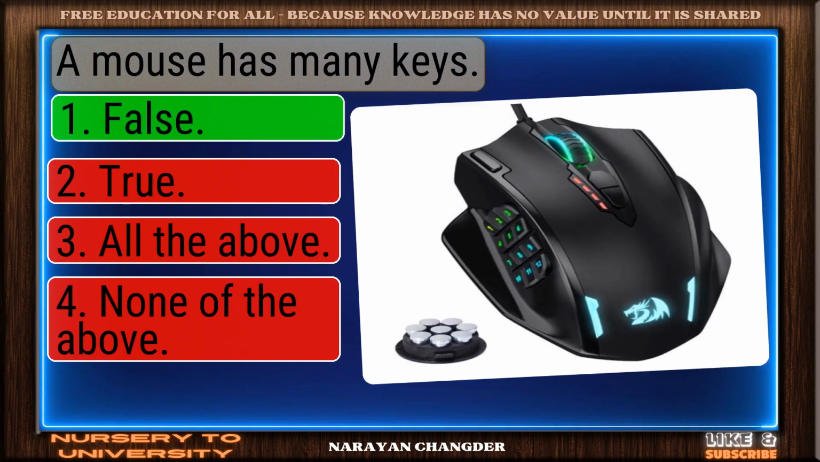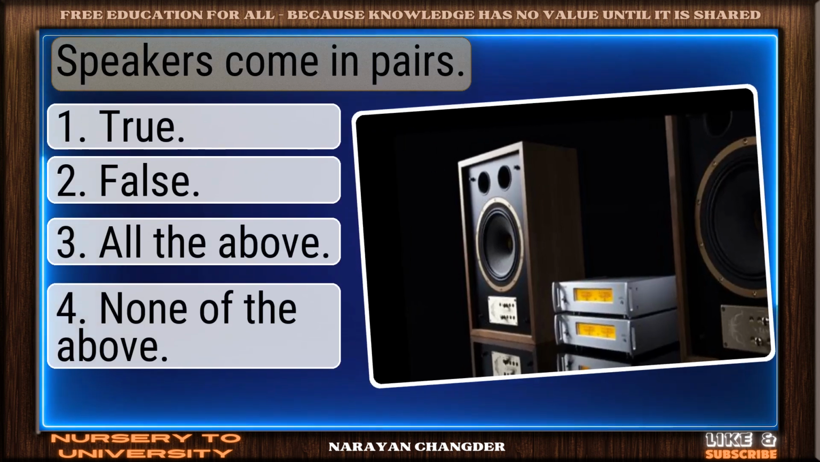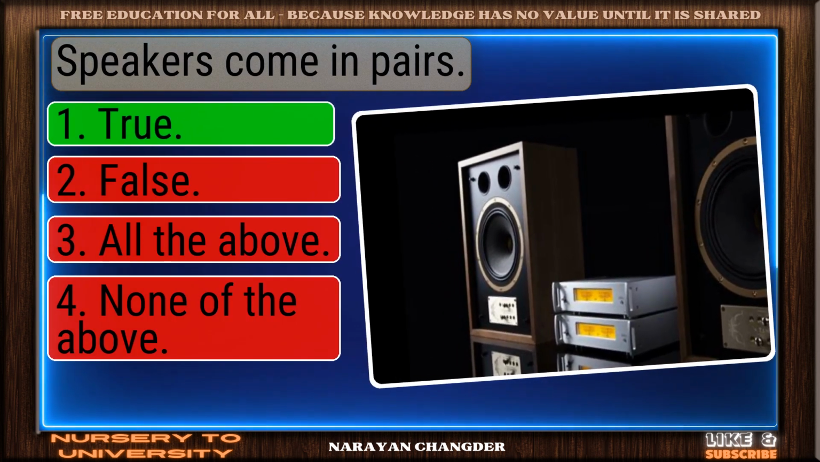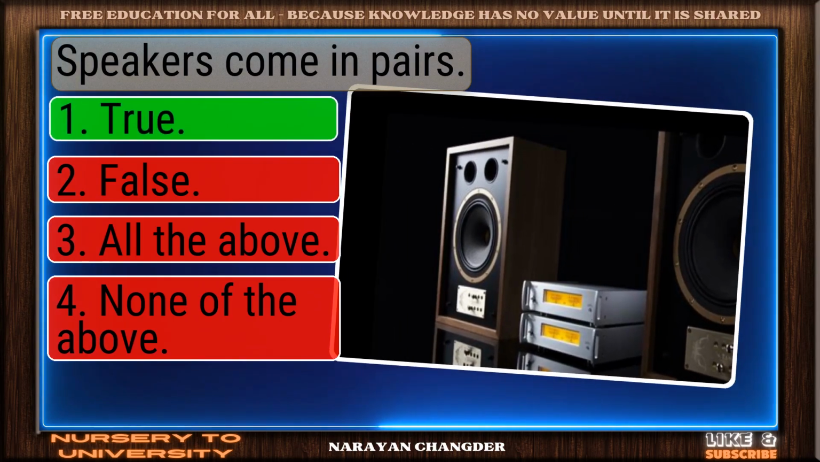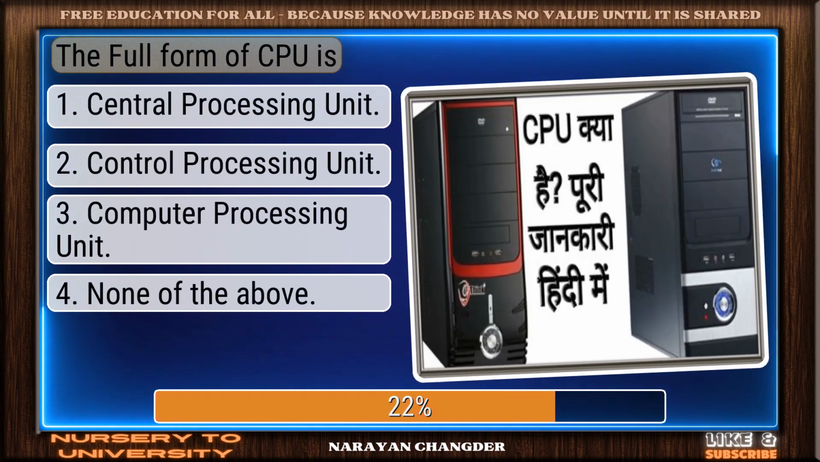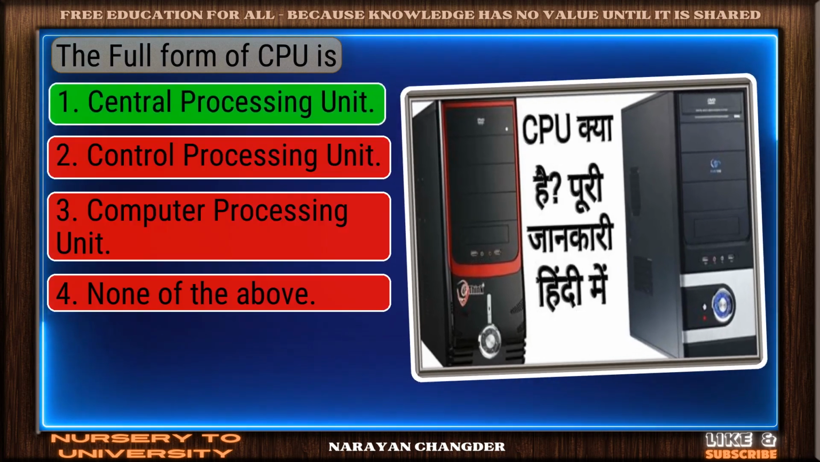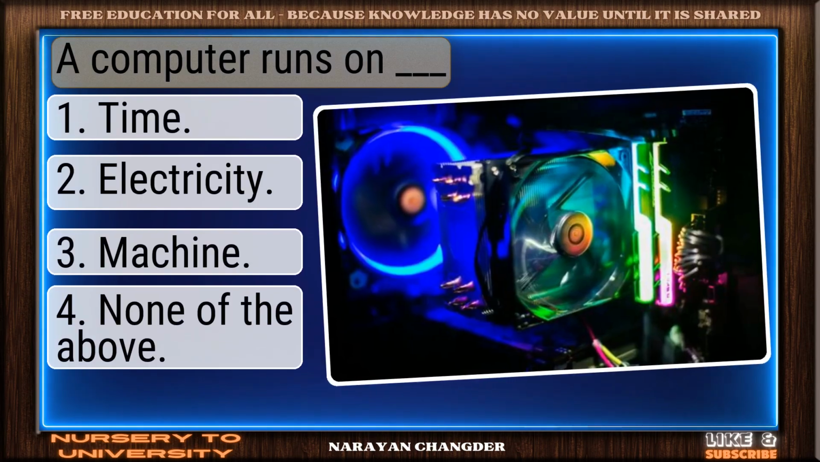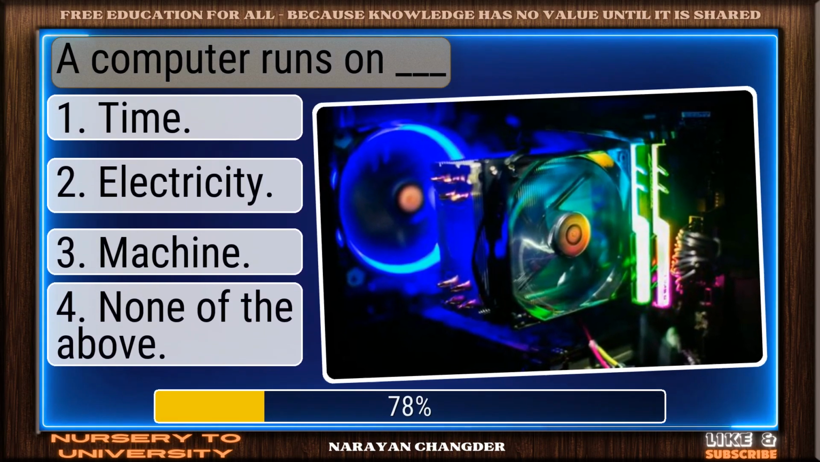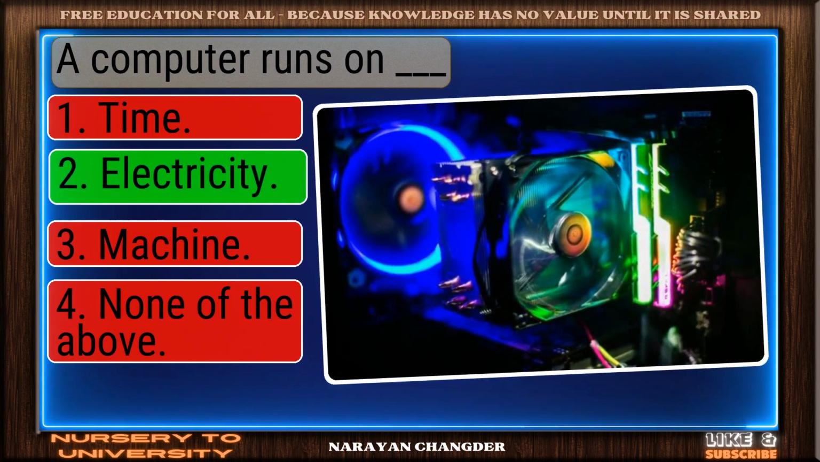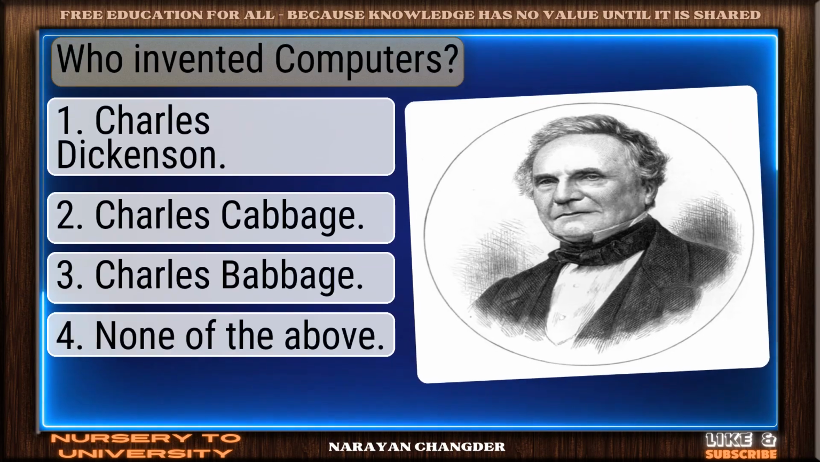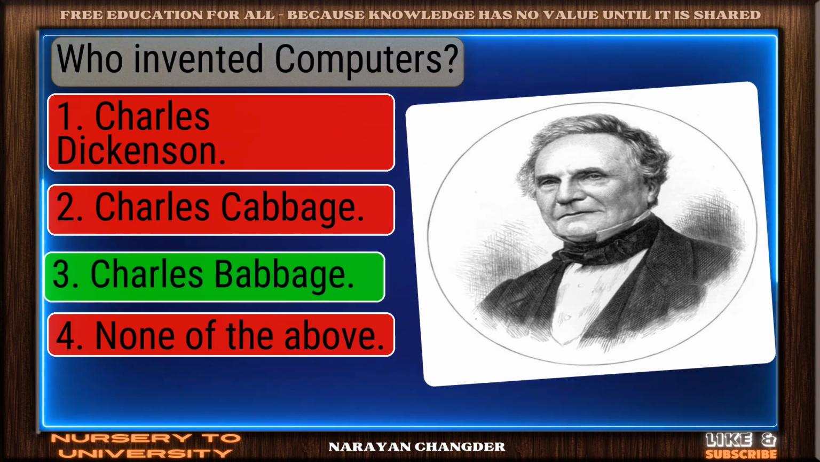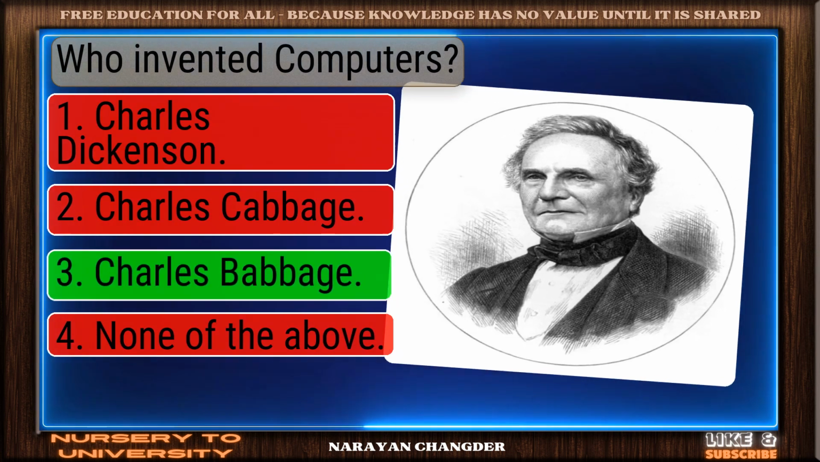Smart pick. False is correct. Speakers come in pairs. On track. True is correct. The full form of CPU is exactly. Central processing unit makes sense. A computer runs on dash. You chose electricity. Correct. Who invented computers? Smart move. Charles Babbage is accurate answer.